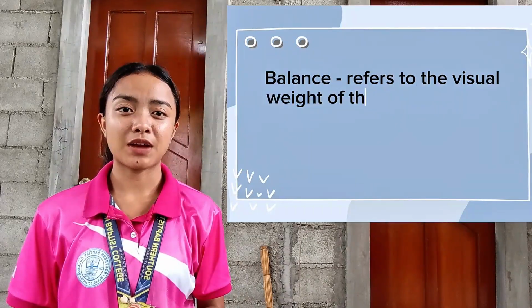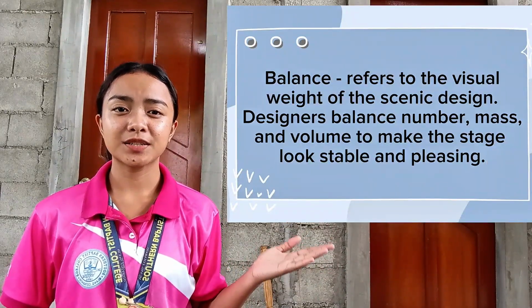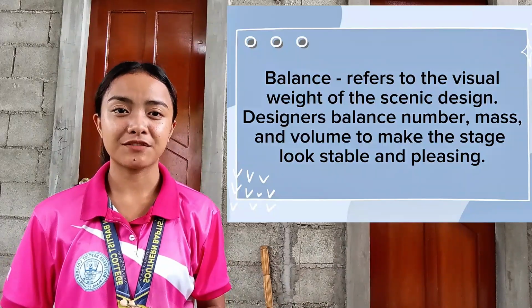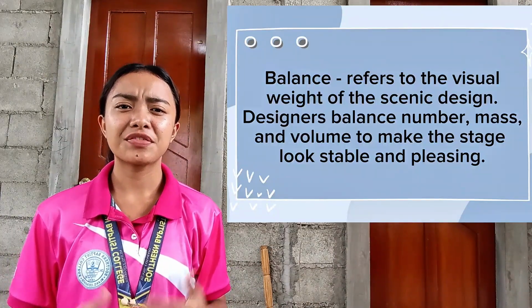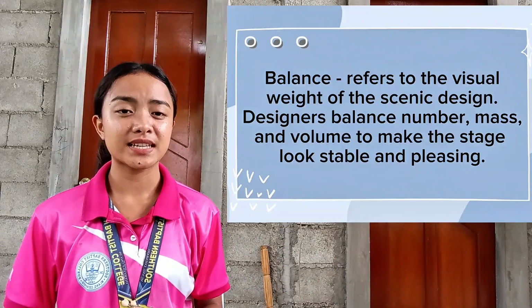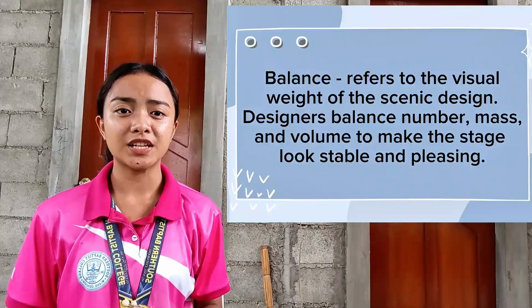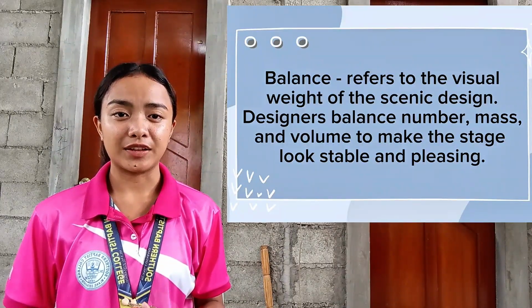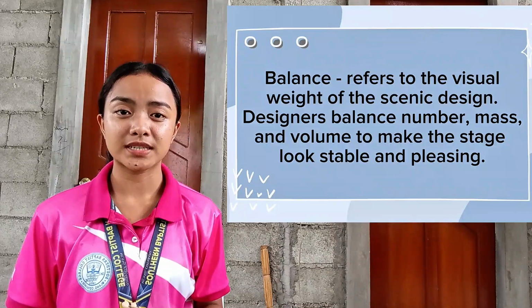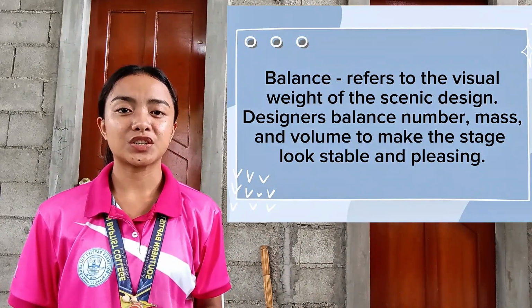So balance refers to the visual weight of scenic design. Designers balance number, mass, and volume to make the stage look stable and pleasing. So in theatrical design, balance means arranging the elements so that no part of the stage feels heavier or more crowded than the other. So it's about creating visual stability using the number, size, and position of the objects.